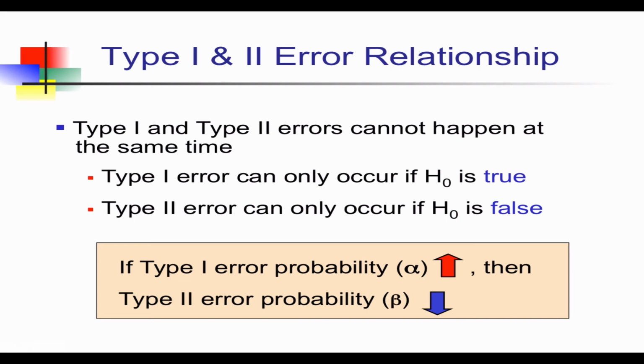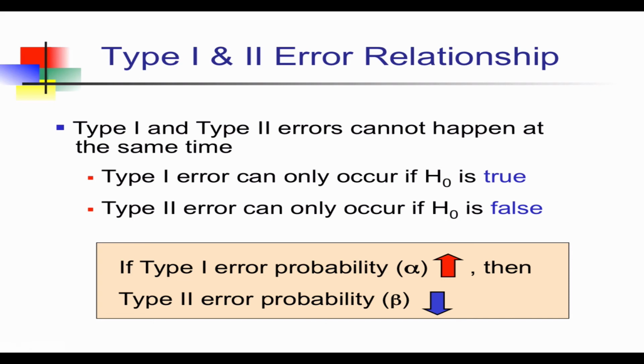Type 2 error can only occur if the alternative hypothesis is true, which means the null hypothesis is false. And when you talk about the probability of those two errors, alpha and beta, remember that given a set of decision rules, if your decision rule increases alpha, which means it has a higher likelihood of making a type 1 error, then the same set of rules will have a lower likelihood of making a type 2 error. So it's always a trade-off: you can't minimize both given one set of decision rules at the same time.